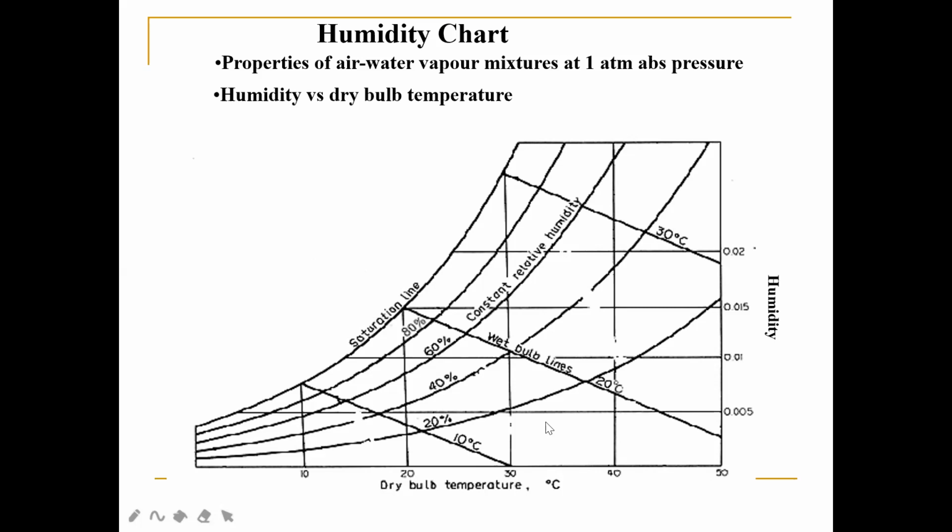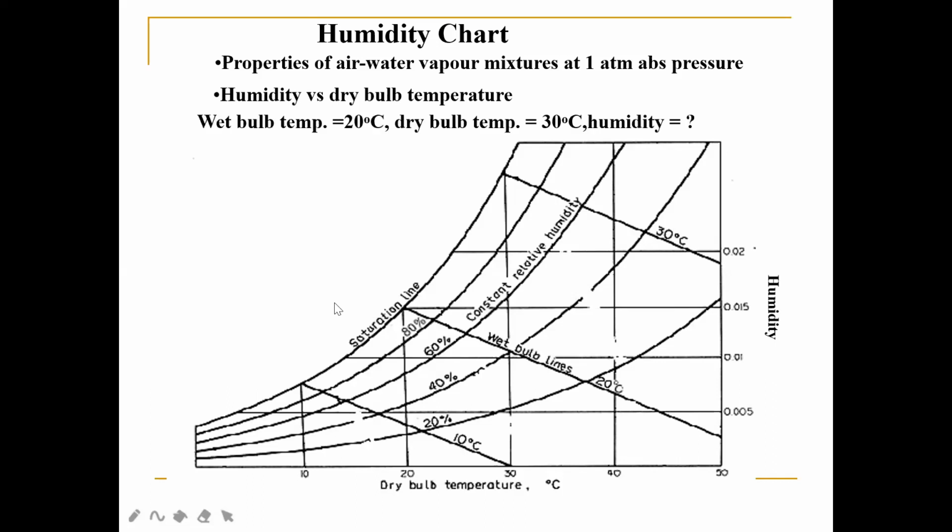So the humidity chart actually shows the properties of air-water vapor mixtures. Do you remember that diagram before, where you have the space above the surface of the water? It's actually a mixture of air and water vapor, and the properties cover 1 atm absolute pressure. And if you look at the axes here, the y-axis is humidity, and the x-axis is the dry bulb temperature. So I hope you still remember.